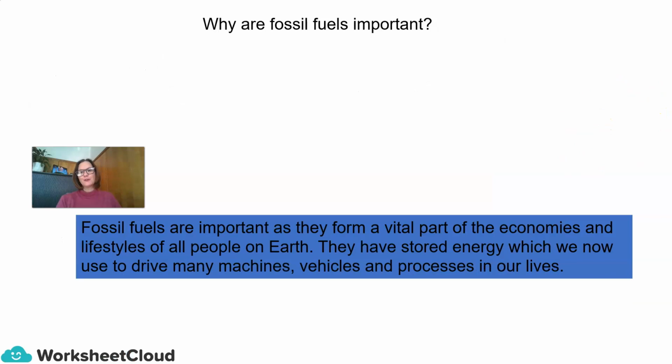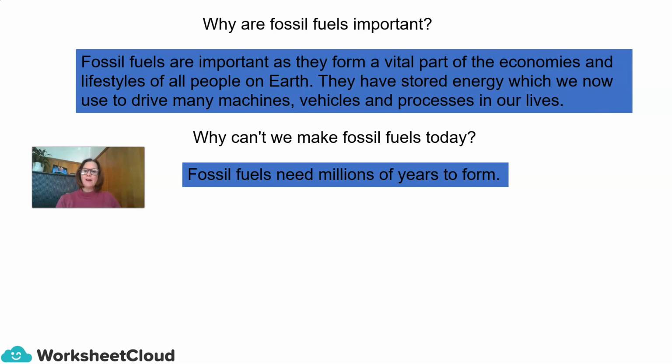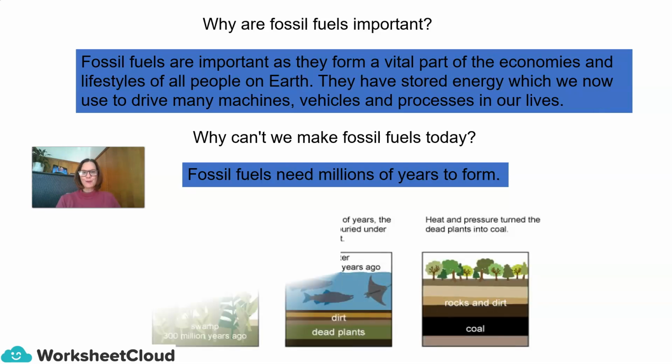Why are fossil fuels important though, grade 7? Because they form a vital part of the economies and lifestyles of all people on earth. They have stored energy which we now use to drive many machines, vehicles, and processes in our lives. But why can't we just keep making fossil fuels today? Because fossil fuels need millions of years to form.